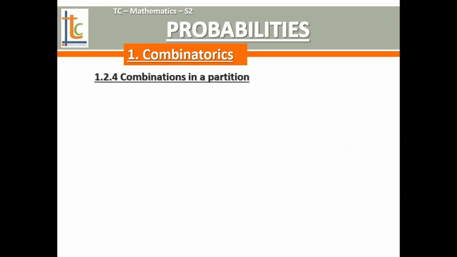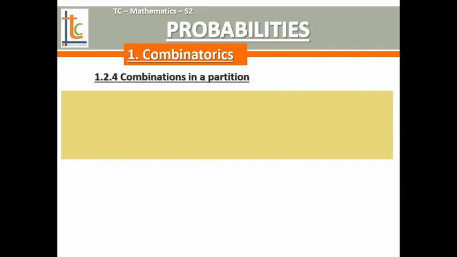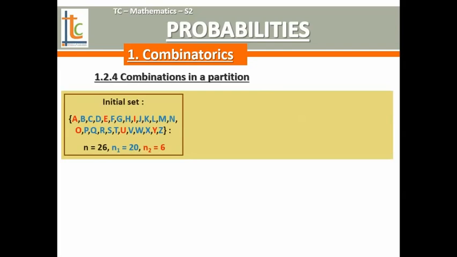Now, let's talk about the last part of this chapter: combinations in a partition. It's a very important part that could lead to complicated examples, but in the case of combinations, it's not so complicated, and it will be important for the next semester as well. So let's see with an example what I want to do here. Why would there be a partition?